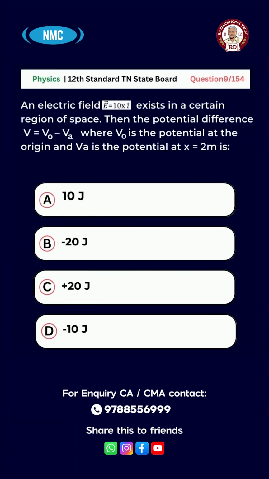Question number 9. An electric field exists in a certain region of space. Then the potential difference V equal to V0 minus VA, where V0 is the potential at the origin and VA is the potential at x equal to 2 meter, is option A, 10 J. B, minus 20 J. C, plus 20 J. D, minus 10 J. And the right answer for this question is option C, plus 20 J.